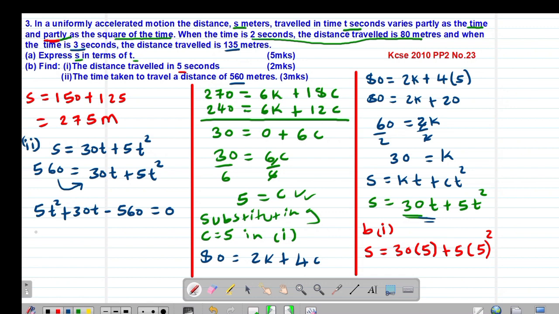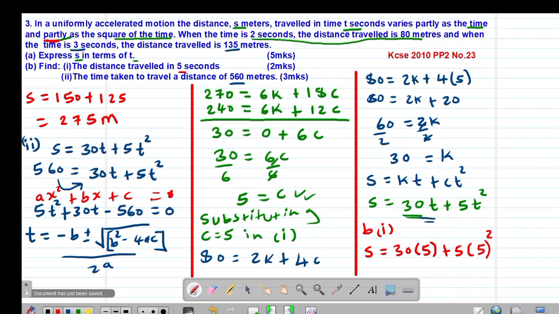So to solve this, I'm going to use the quadratic formula, which simply requires that t will be equal to negative b plus or minus the square root of b squared minus 4ac, the whole thing divided by 2a. So if I may write the quadratic equation here, which is usually ax squared plus bx plus c equals 0, it simply implies that the value of c will be negative 560, the value of b will be positive 30, and the value of a will be positive 5.